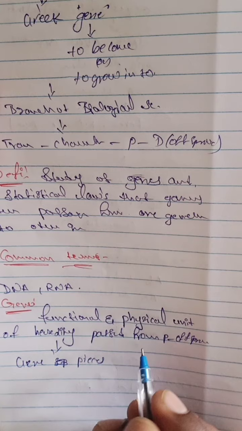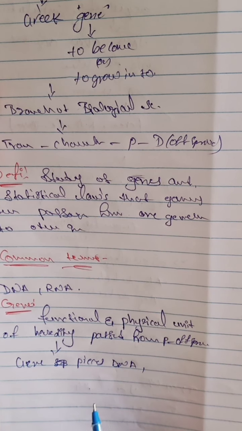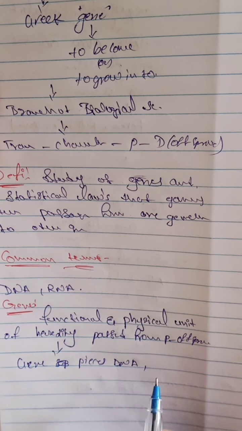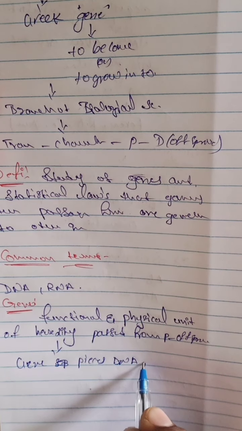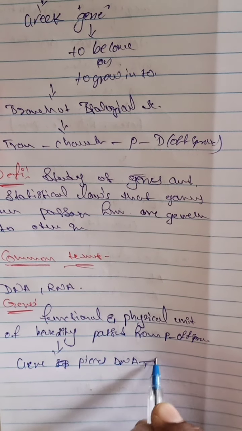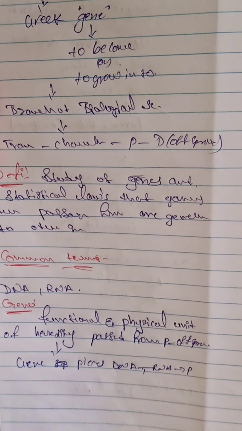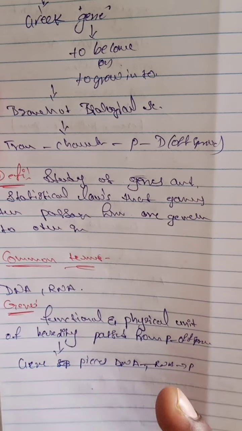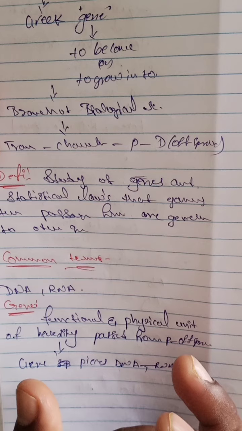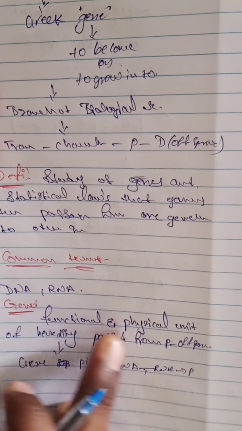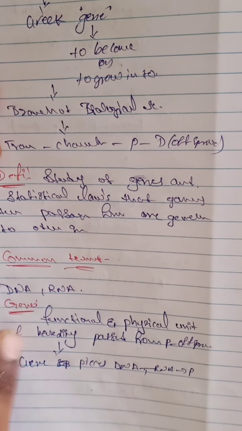What are the gene pieces? One is the DNA. The DNA is the gene containing information for making a specific protein. How is a specific protein produced? DNA converts to RNA, which converts to protein. So this is about the gene. The cell is the functional unit of life. Here, the gene is the functional and physical unit of heredity passed from parent to offspring.